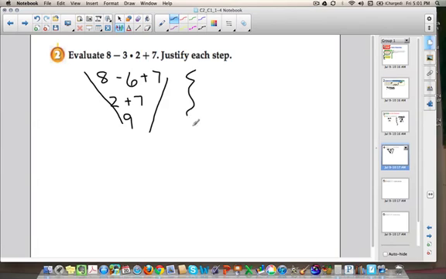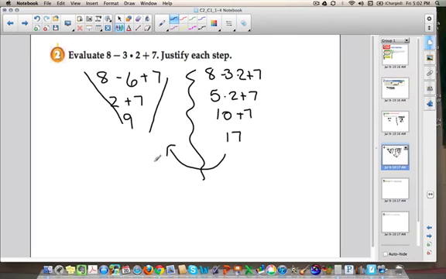Let me try to show you again over here if we didn't have the order of operations. 8 minus 3 times 2 plus 7. If we didn't have the order of operations, I would just say, okay, 8 minus 3 is 5, times 2 plus 7. 5 times 2 is 10, plus 7, 17. Did we get the same answers here? No, we didn't. Over here, I didn't apply the order of operations.